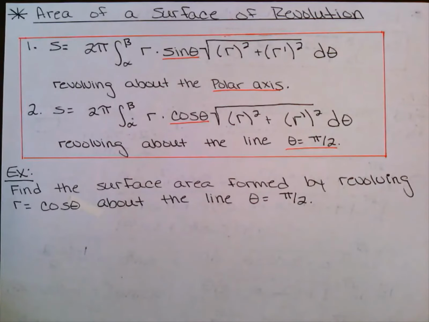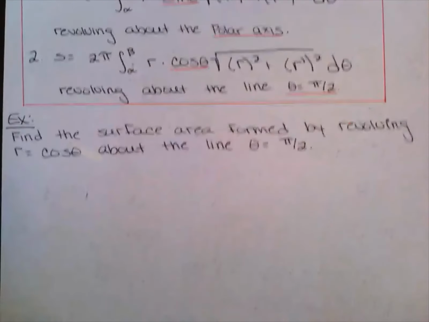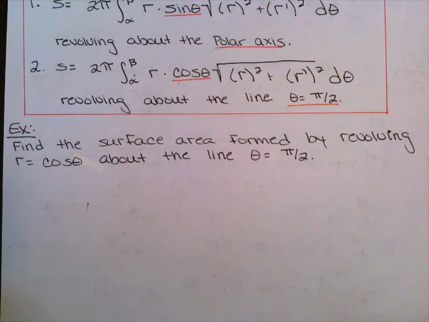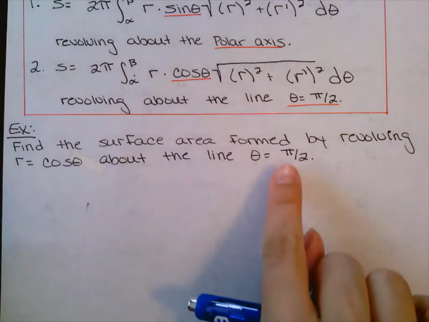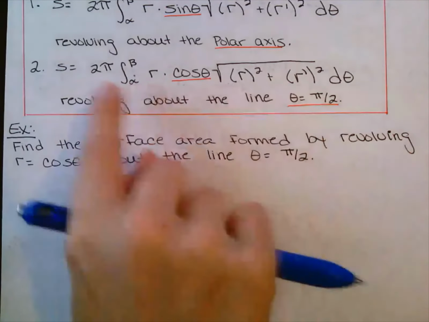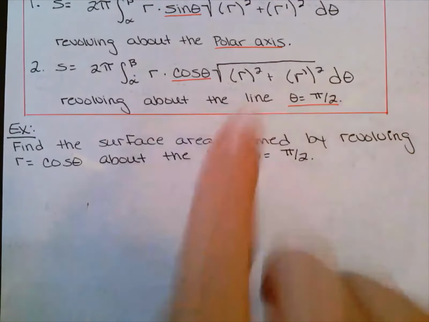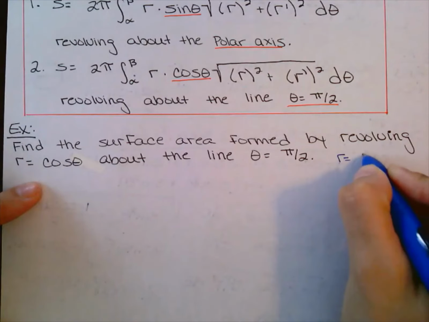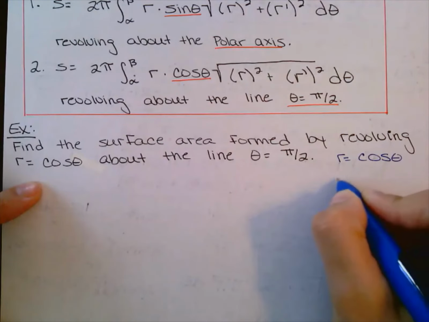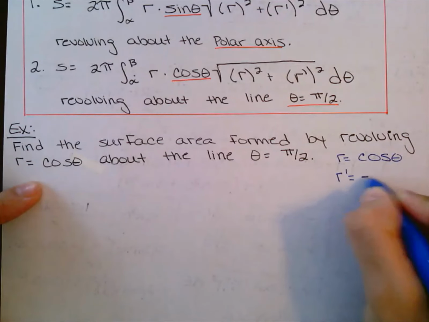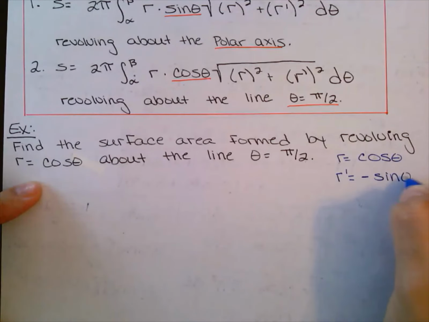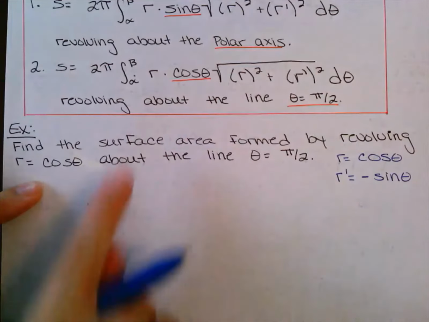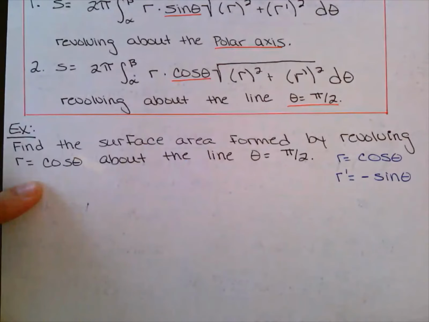All right, let's go ahead and look at this example. Find the surface area formed by revolving cosine of theta about the line pi over 2. So because it's pi over 2, I'm going to be using this formula, okay? So if r, let's make a little side note here, if r is cosine of theta, then r prime is going to be a negative sine of theta. So I already know what I'm plugging into these two spots and this one over here.